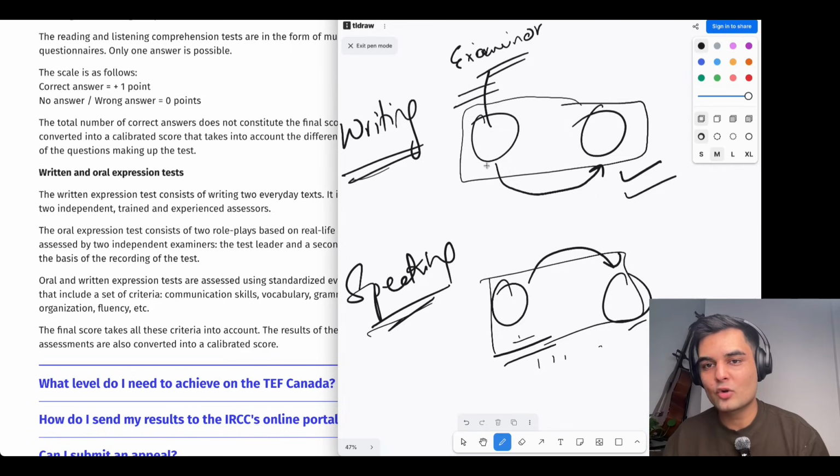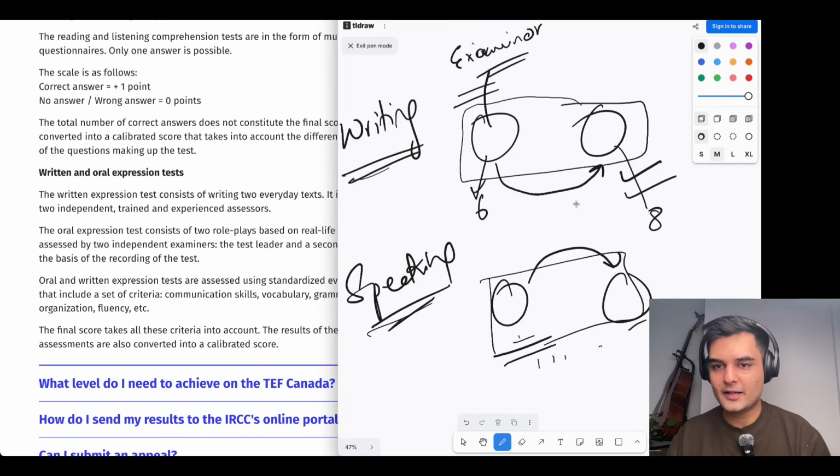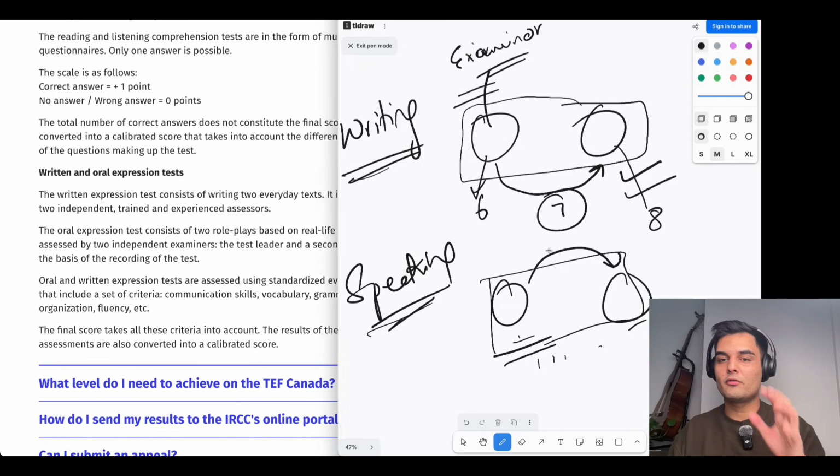And then whatever the score is, let's say this person gave you CLB 6 in writing and this person gave you CLB 8 in writing. Overall, you will be in between, which is CLB 7. Same thing with speaking: CLB 6, 8, you will be CLB 7.